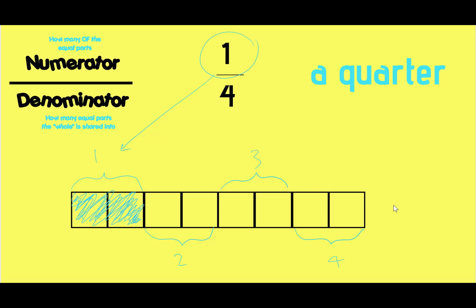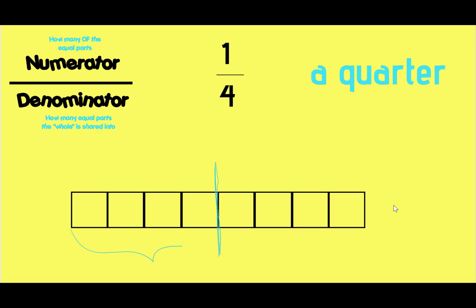Another way you can find a quarter is that a quarter is linked to a half. If I find a quarter, all I need to do is find a half, so I can see there's a half there, and then I look at my half, and then I find half of that, and there's my half there. A quarter is half of a half.